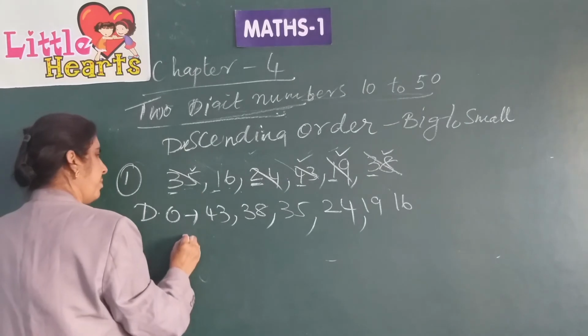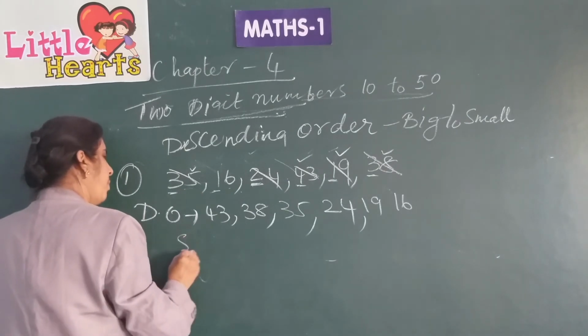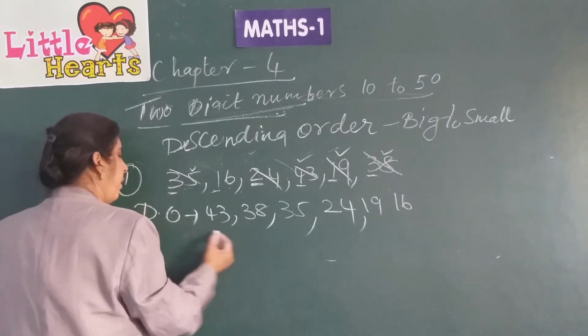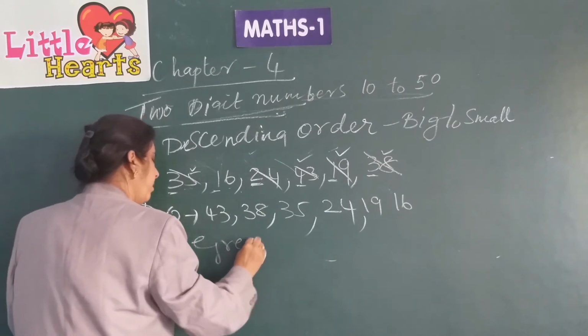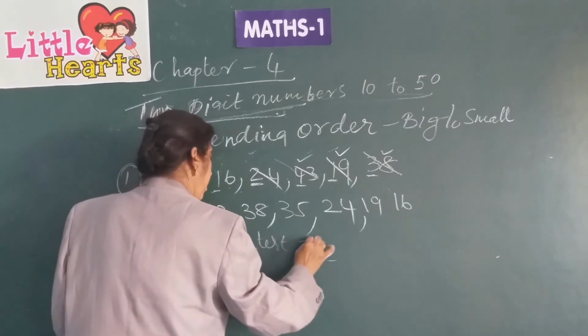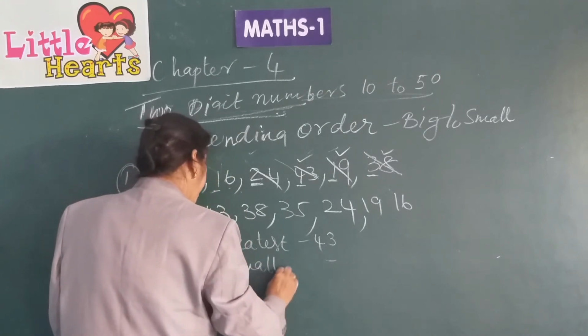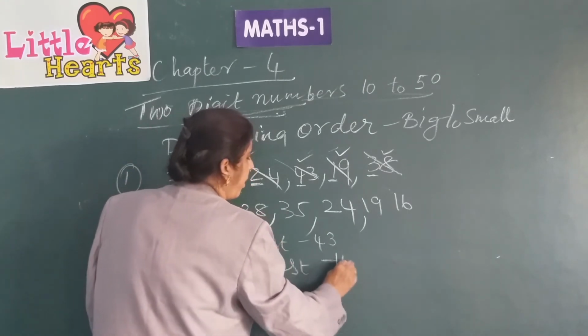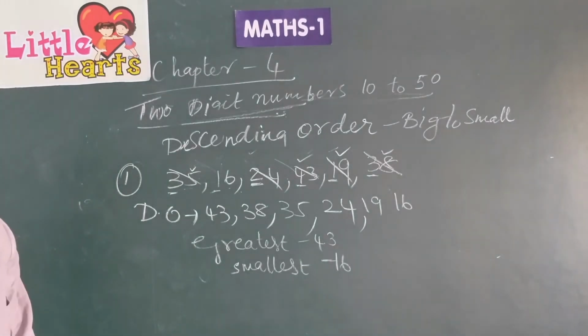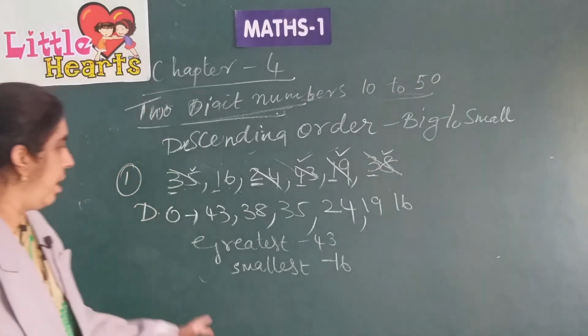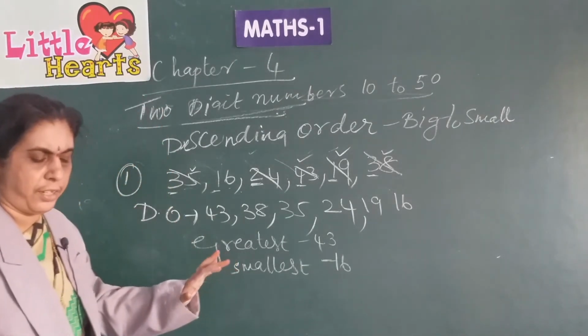So, greatest is 43. Smallest is 16. In this way, you can arrange a set of given numbers in ascending order and descending order.